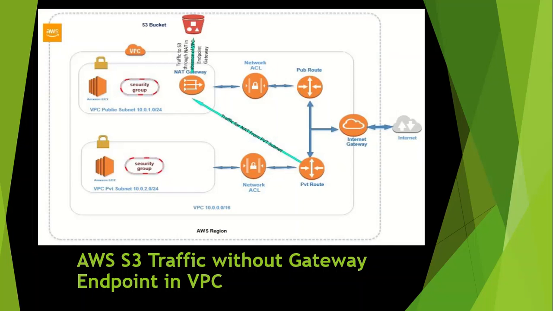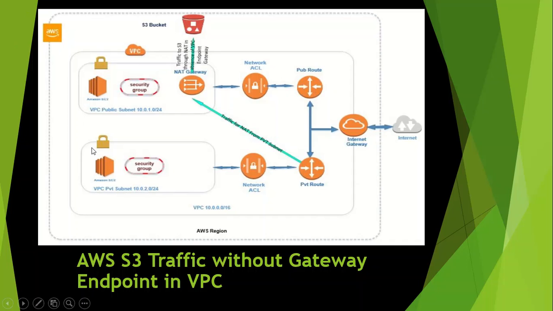So this is an arrangement. If you look at this diagram, I have tried to depict here how the traffic will go when I'm using a NAT gateway to access my S3 bucket which is in the same region.